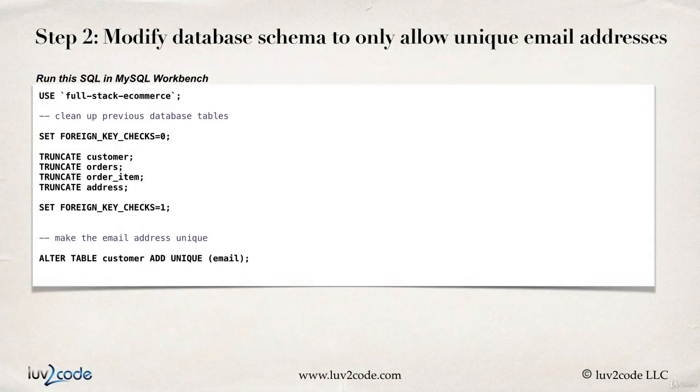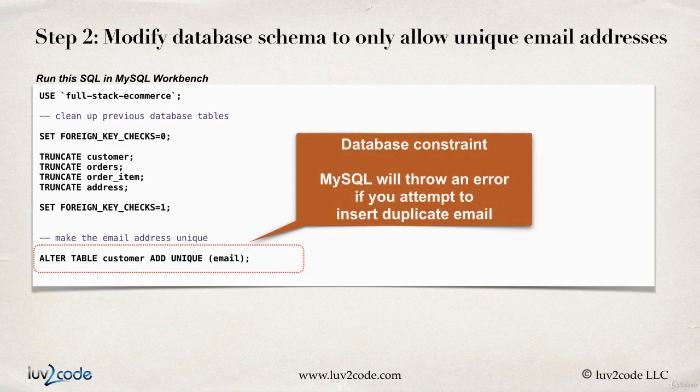In step 2, we'll modify the database schema to only allow unique email addresses. Here at the bottom, I have this ALTER TABLE customer ADD UNIQUE email. What I'm doing here is setting up a database constraint to only allow unique email addresses. If you try to enter a duplicate email address, then the MySQL database will actually throw an error in that given case. So here we're just adding some more database constraints on our given table.